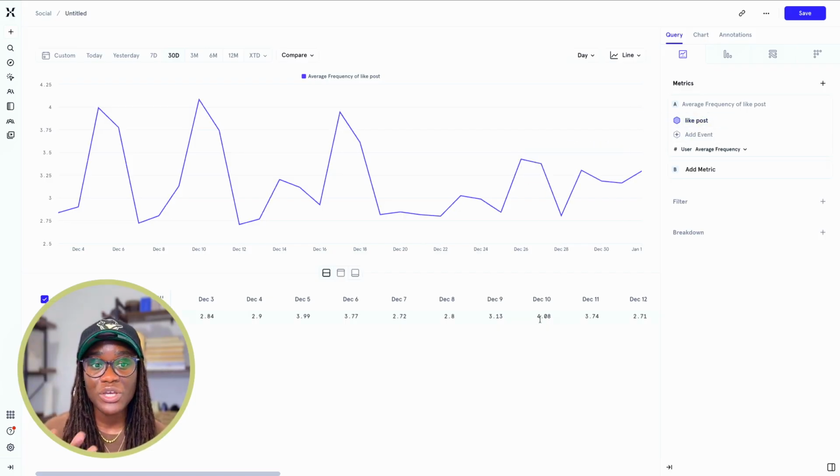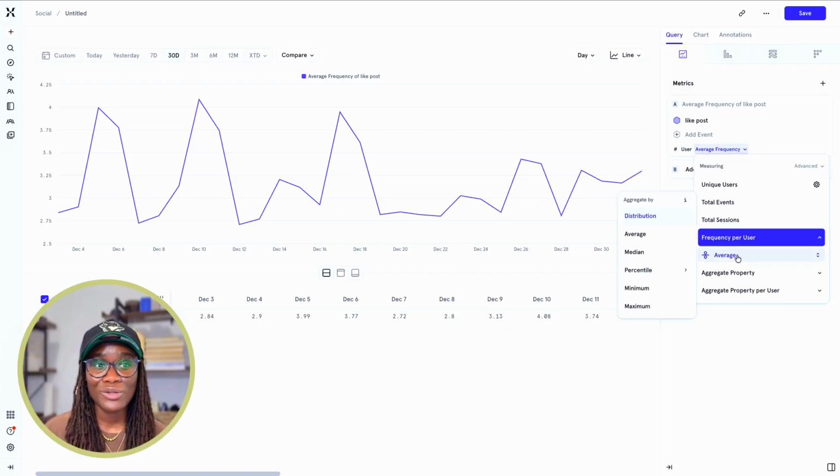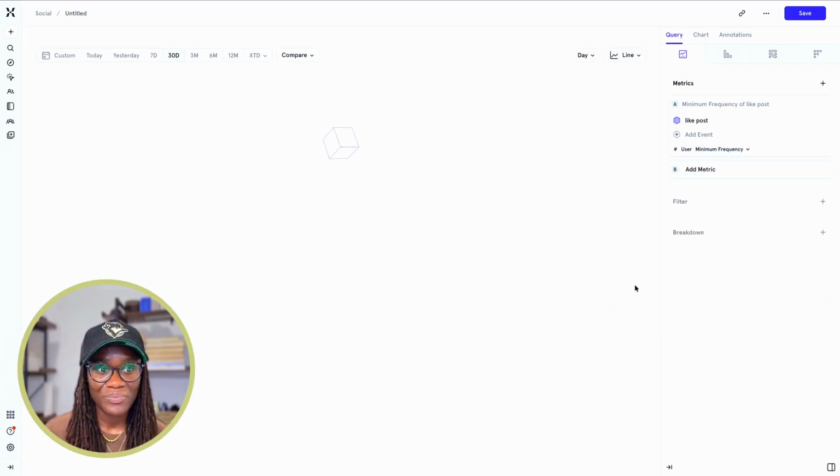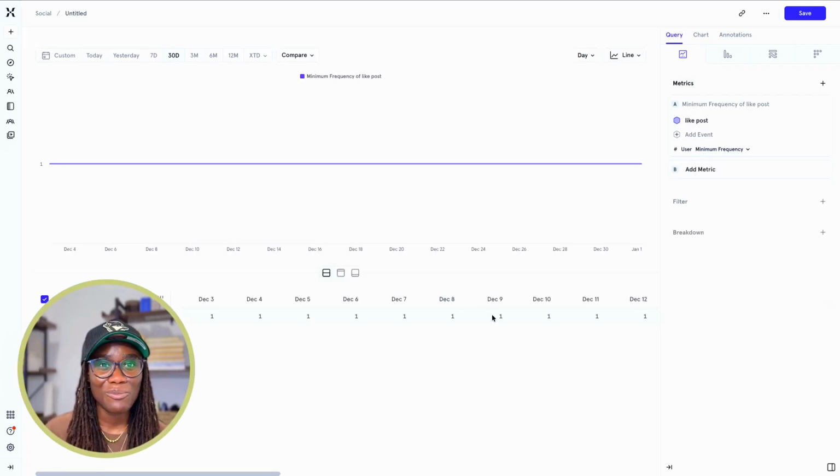And so in this case, the way you would read or interpret this is saying, well, on December 9, we had an average of about 3.13 likes on posts within our app. So that's thinking about all the total likes divided by the unique users, irrespective of how many likes the users gave. And your frequency can also not only be an average, it can be a median, a percentile, a minimum, or a maximum. So if you're looking at the minimum, obviously the minimum has to be 1 because 1 like triggers an event.